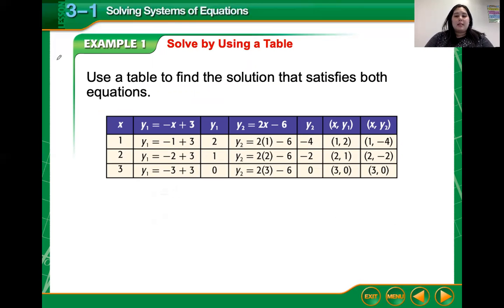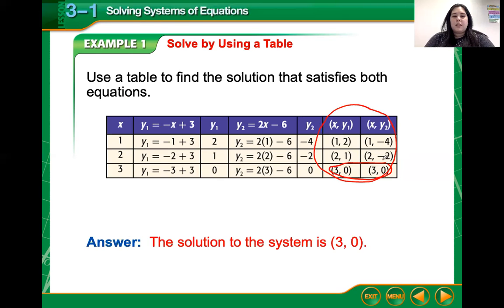Looking at this, for x1, y1, we're looking for the same set of coordinate points. We're looking in this column to see where they're the same, and we can see they're exactly the same at 3, 0. So our answer here would be 3, 0. As a reminder, we write our solution as a coordinate point using parentheses, the number, comma, and then closing the parentheses.